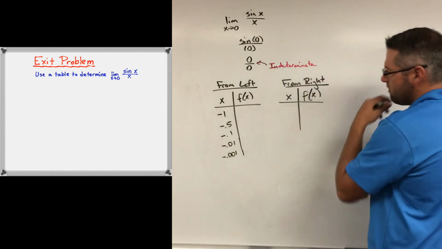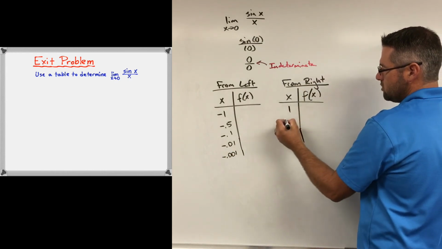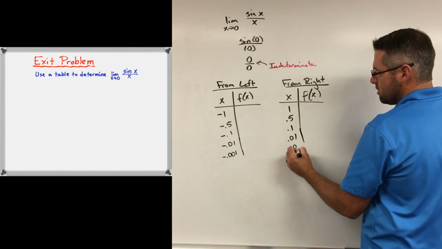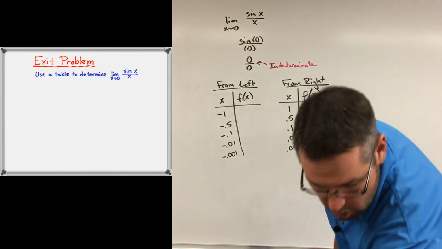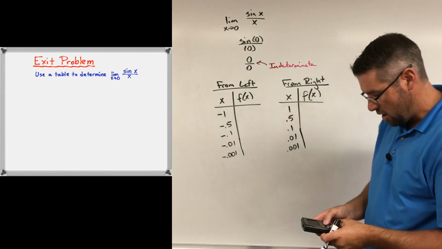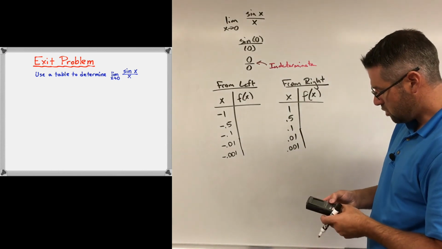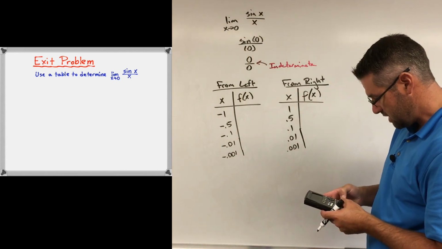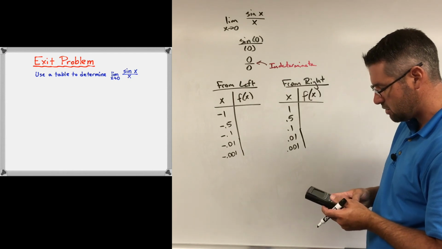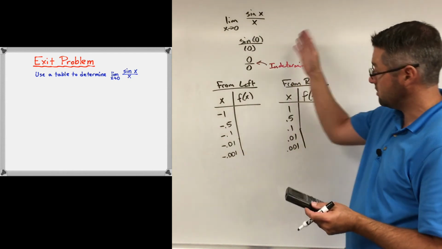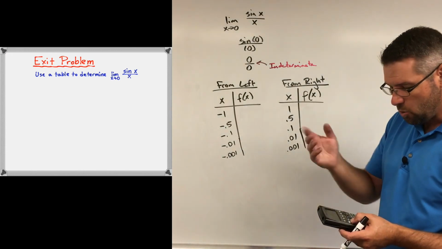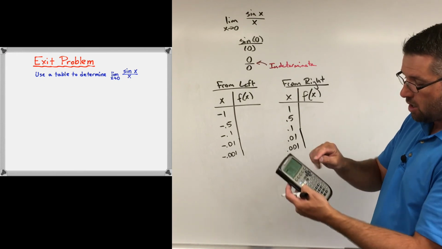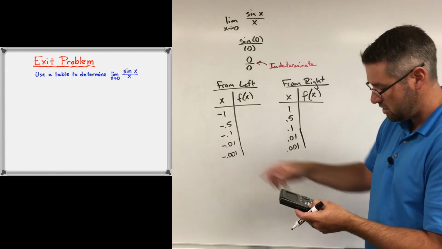Okay. From the right, what values would we pick? Well, maybe we'll start at 1, and we'll just do the opposite. 0.5, 0.1, 0.01, 0.001. Okay. So remember, we're going to use our calculator to figure this out. So in your y list, you're going to type in the function. So it's going to be sine of x divided by x. And when you hit enter to put it in the y list, make sure it looks like what it's supposed to look like. We already have our table set to say ask. So we're just going to go to the table. Remember, green F5, and start plugging in these x values in.